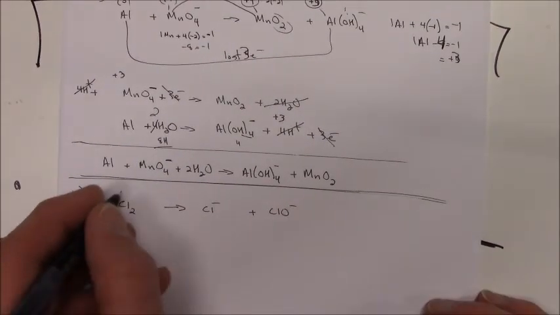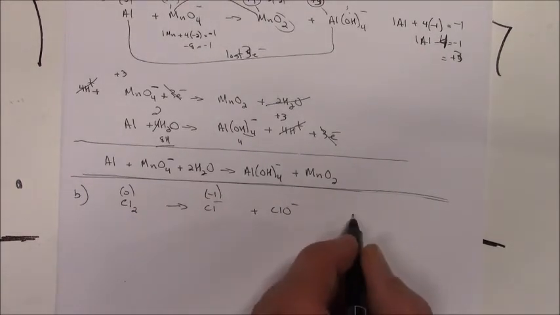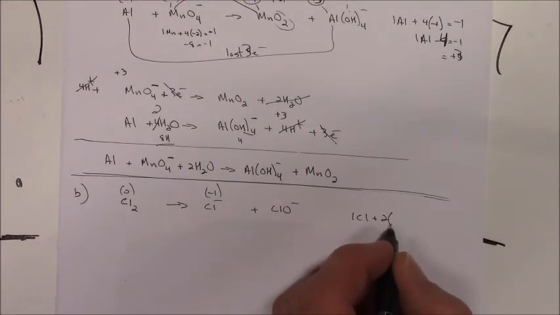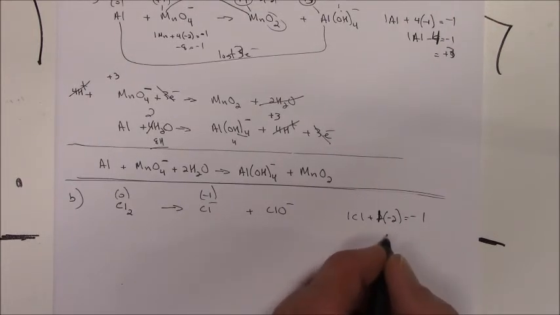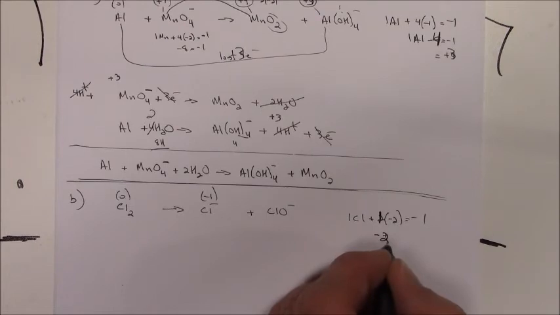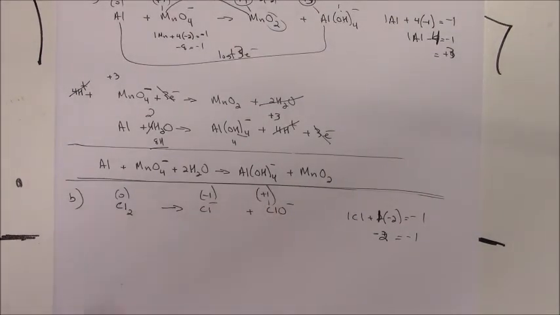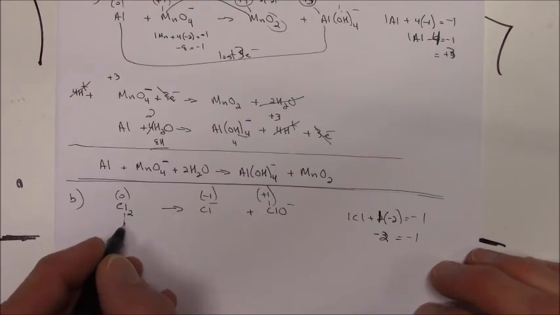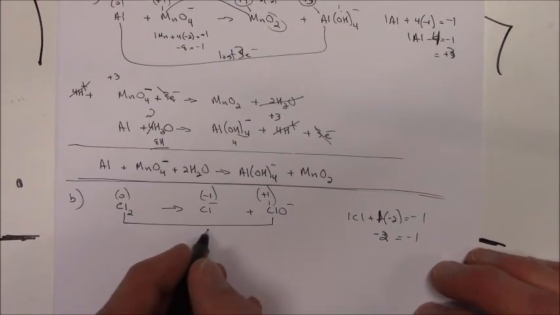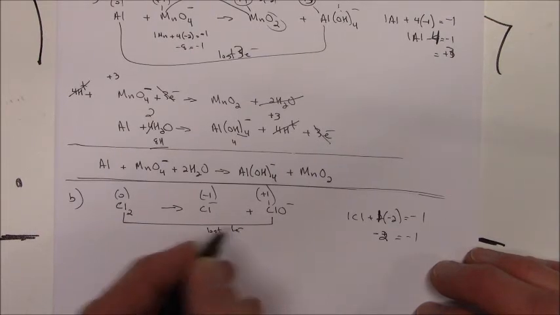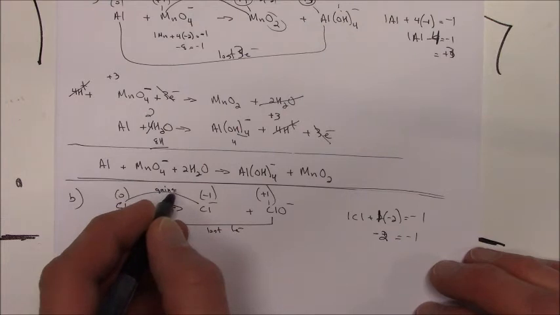So this chlorine is 0. This one is -1. This one is going to be 1 oxygen, -2 equals -1. This is a -2. So this is a +1. One of these chlorines, if you will, 0 to +1, means it lost 1 electron, whilst this one gains 1 electron.